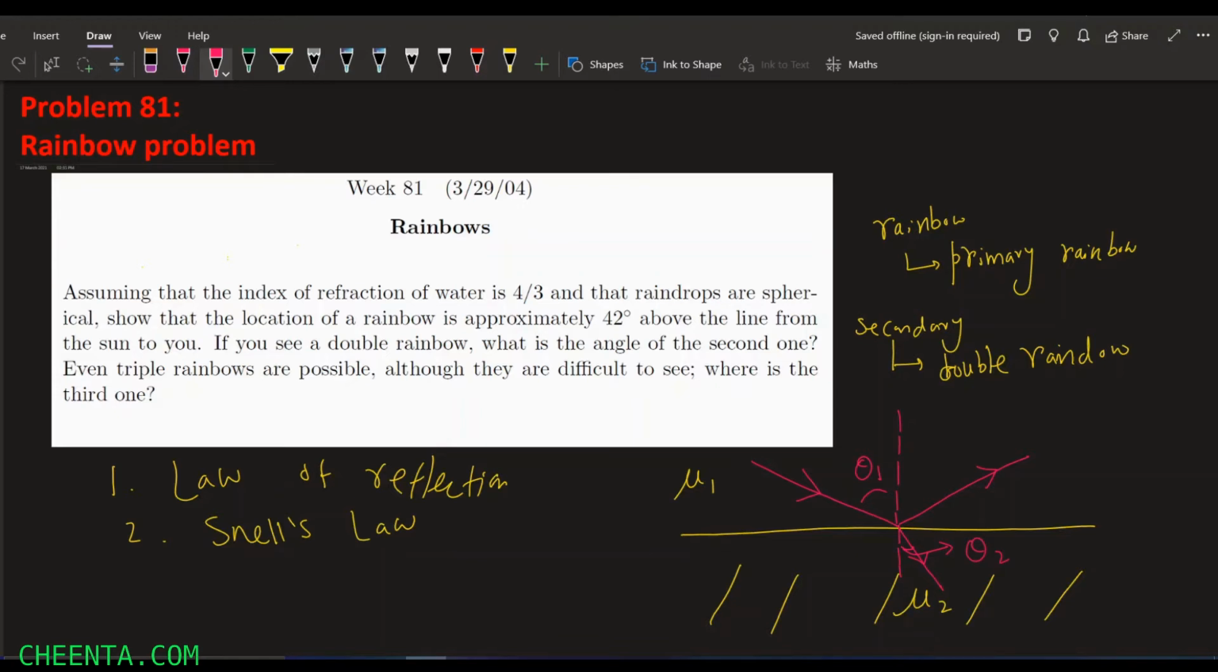then Snell's law gives us mu1 sine of theta1 equals mu2 sine of theta2. That is, the refractive index of one medium times the sine of the angle of the incident ray equals the refractive index of the second medium times the sine of the angle in that medium, that is the refracted ray angle. And this is Snell's law, and it just gives you a relation to calculate theta1 with respect to theta2 or vice versa.